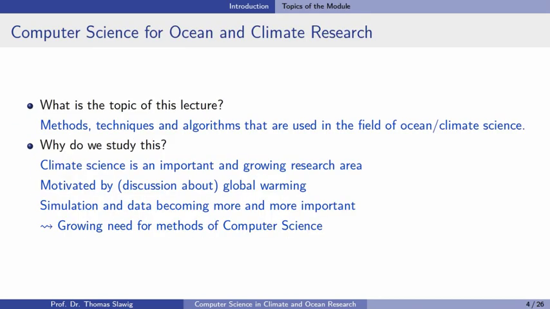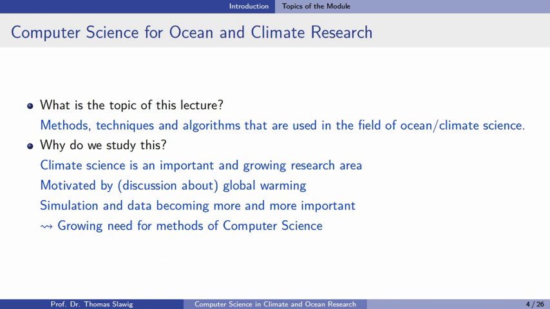This course, Computer Science for Ocean and Climate Research, has the main topic that we study methods, techniques, and algorithms that are used in the field of ocean and climate science, and methods, techniques, and algorithms from computer science. Why do we study this? Because climate science is an important and growing research area motivated by the discussion about global warming, but not only by this.